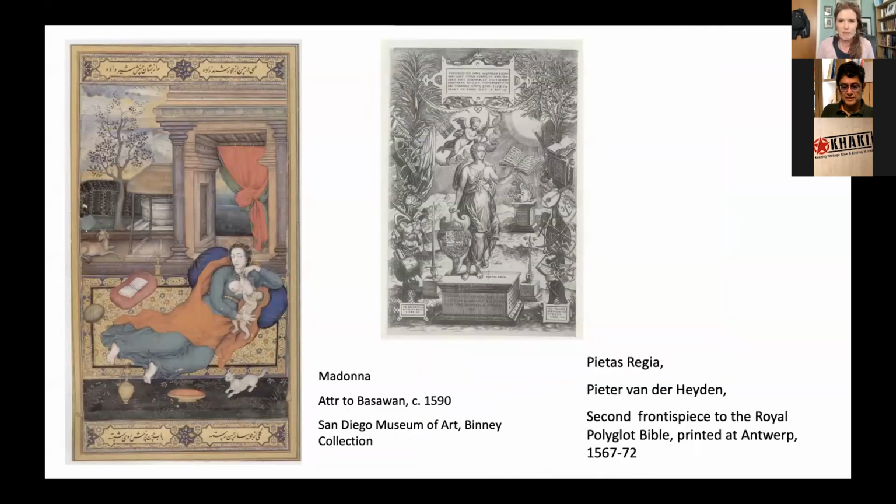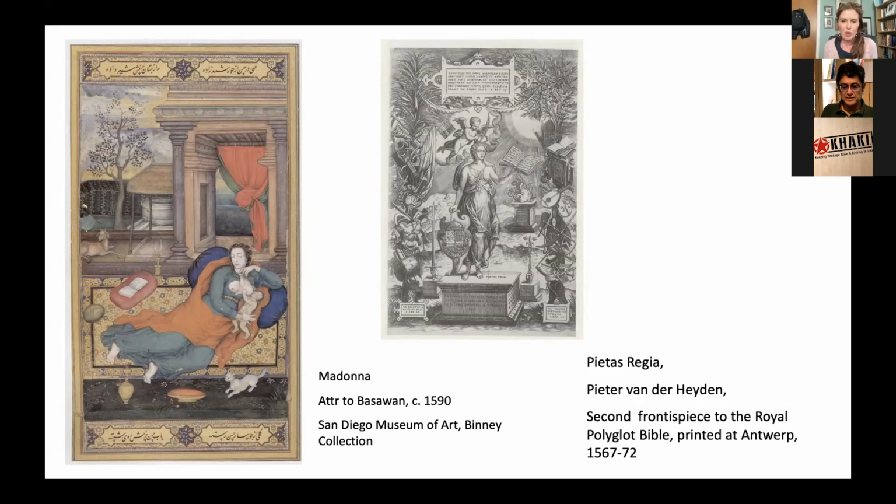Well, one of the most famous early images of the Madonna is this work attributed to Basawan in the San Diego Museum of Art. And it's a fascinating image where Basawan shows the kind of pictorial hybridity, aesthetic hybridity, as the Mughals are drawing on different influences, and particularly responding to European works of art, but not embracing them in a kind of wholesale way.